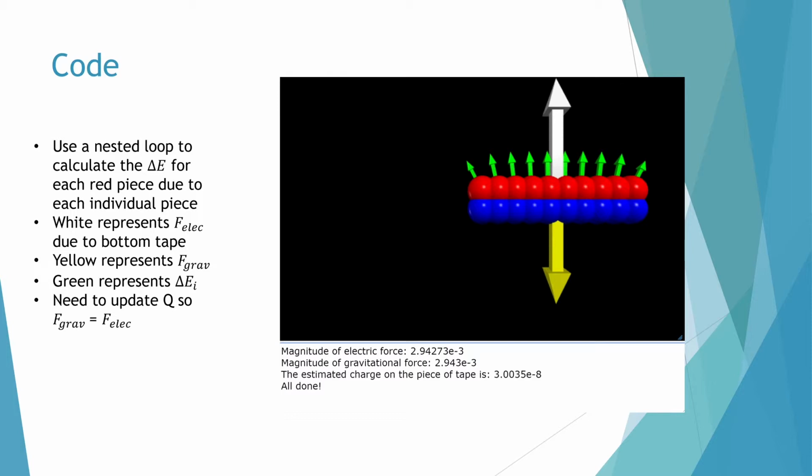Each of the little green arrows are the electric fields due to each individual piece. And then, as you can see, the gravitational force downward and the electric force upward are opposing and equal in magnitude. I calculated that at the bottom. I did have to change the value of our charge so that the forces would end up being equal. The charge turned out to be greater when I calculated it using this split up pieces of a rod method.